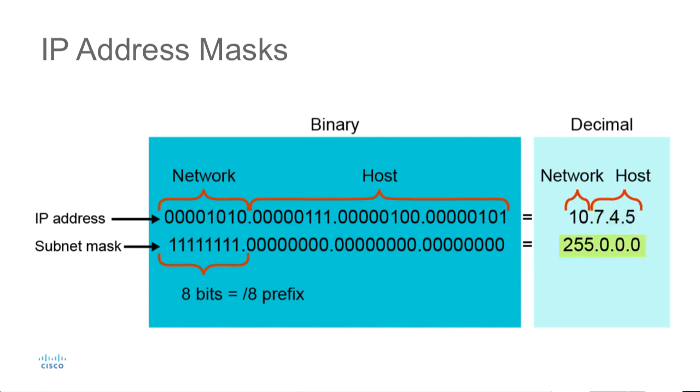This would make the subnet mask 255.0.0.0. Because the first 8 bits are enabled, we would call this an 8-bit subnet mask, or a /8 prefix. If we were to enable the first 16 bits, it would be a /16, and if we were to enable the first 24 bits, it would be a /24. Again, the bits that are enabled are the bits that identify the network portion of the IP address.